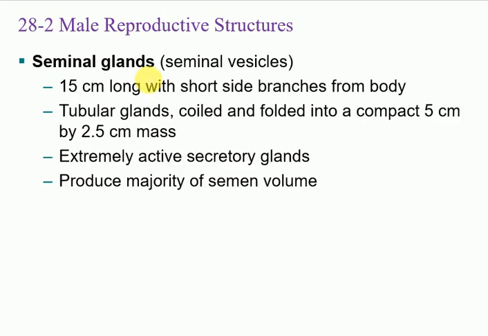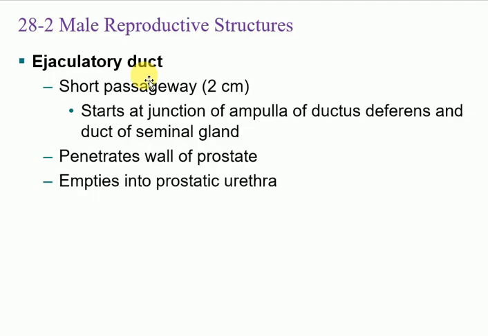So the seminal vesicle is the first one, and this is about 2/3. This is the major one. Remember this: the major one is the seminal vesicle. The prostate is like third, and the bulbourethral gland is like 1%. So the vast majority comes from the seminal vesicle. Remember this.